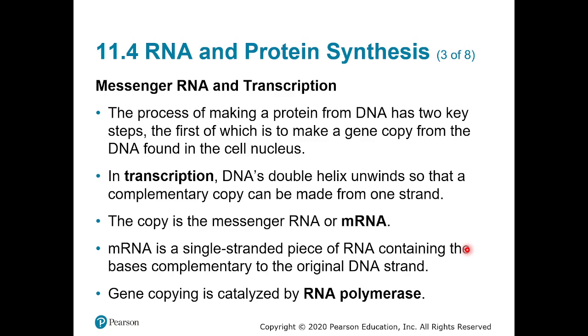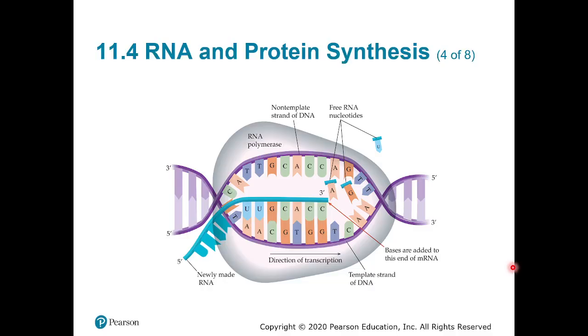Okay? Now, this gene copying is actually catalyzed with RNA polymerase. So polymerase meaning making a polymer, and then it's making RNA. Okay? Which again is a polymer of the RNA subunits. So this is the overall process of transcription right here.